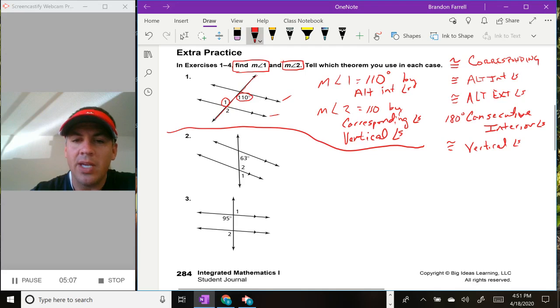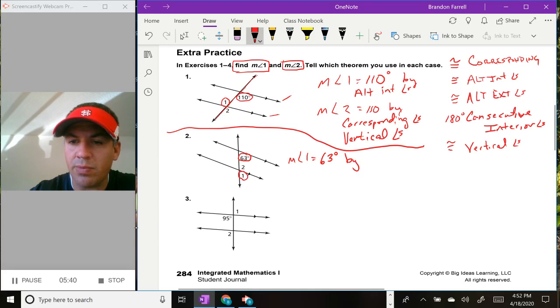So now in number 2, we're basing everything off of the interior angle 63 degrees. We want to find the measure of angle 1. Well, angle 1 is corresponding. It's on the same side of the transversal and in the same location at the parallel lines. So angle 1 is also going to be 63 degrees, and we're going to call that corresponding angles.